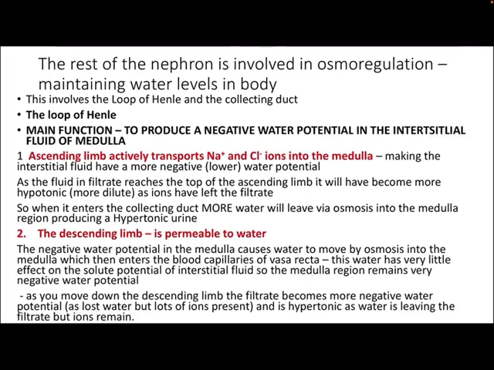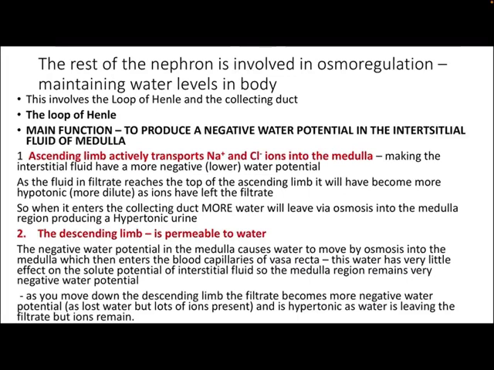So because that water is getting taken into the blood and carried away, the surrounding area of the medulla is still staying very negative and has a very negative water potential. Now, as you move down the descending limb, the filtrate will become more negative because water is being lost, but ions are still present in it. So the water potential drops and becomes more negative and is said to be hypertonic as water is leaving the filtrate, but the ions remain.